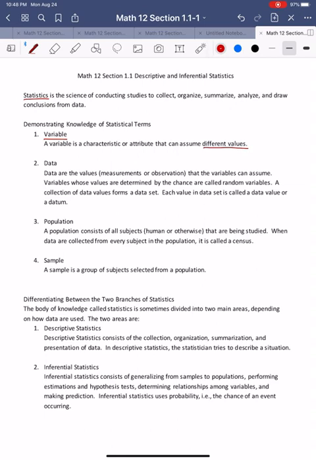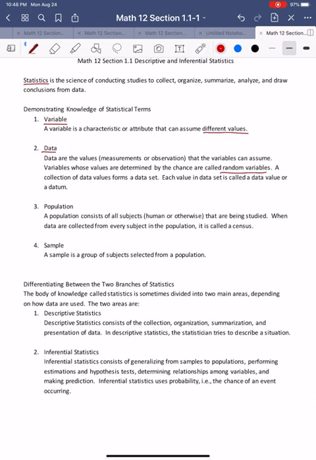Once you think about variables, we can collect the data. Data are the values, the measurements or observations that the variable can assume. A variable whose values are determined by chance is called a random variable. A collection of data values forms a data set. Each value in a data set is called a data value or datum. Population, that's the data.